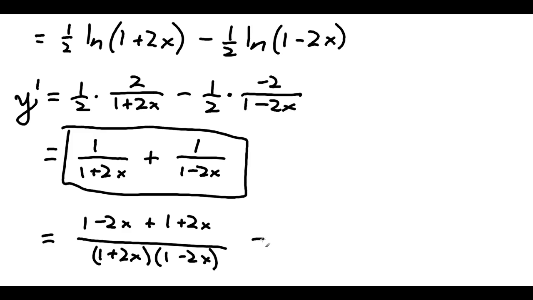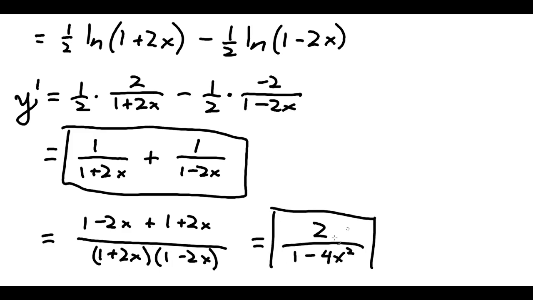And that, you see the minus 2x and the plus 2x cancel. We have 1 plus 1 is 2 divided by, and in the denominator we have a product of a sum and a difference. So that will be 1 minus 4x squared. And this, I think, is a slightly better way of writing it. I would say that this is simpler and probably the best answer.